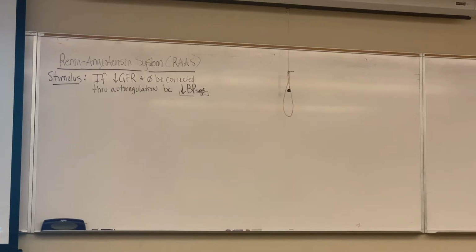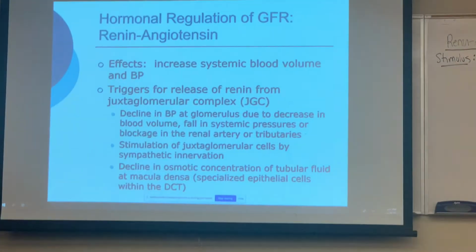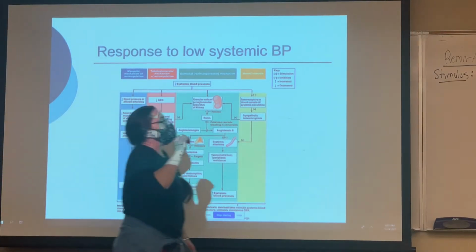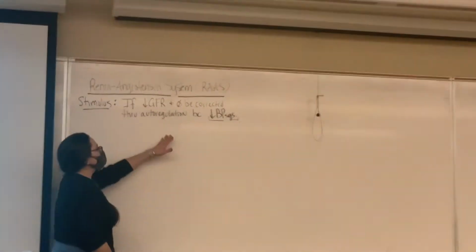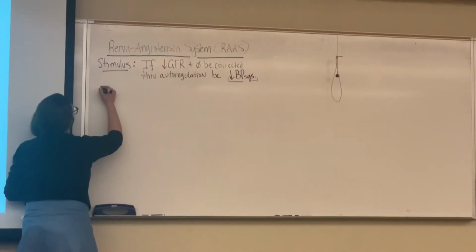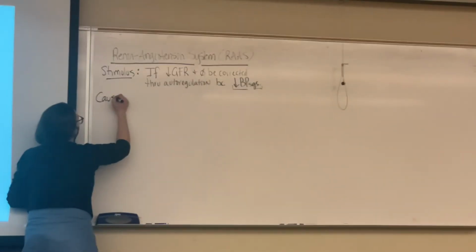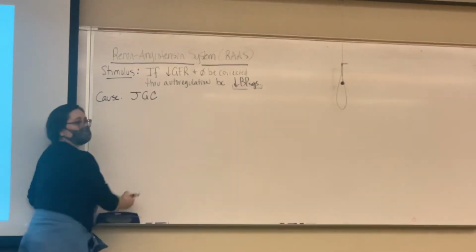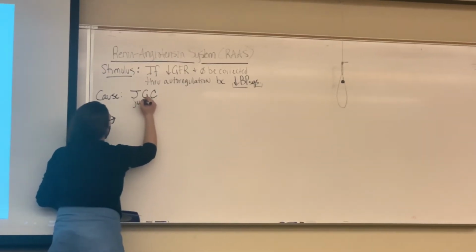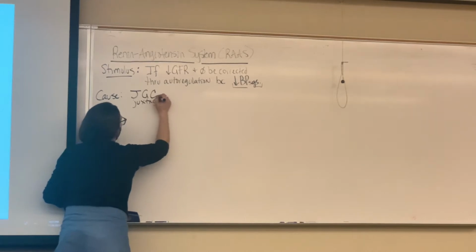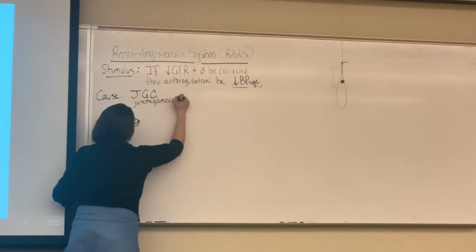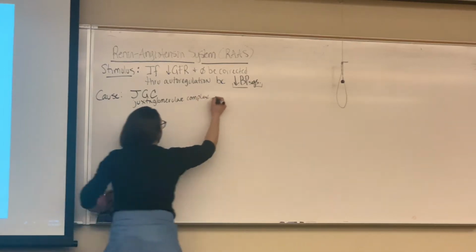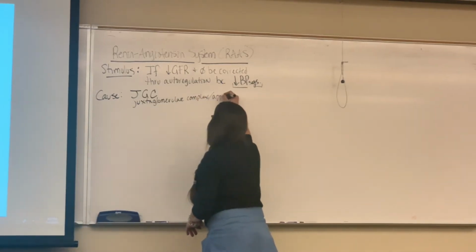So a few other things here. Now, where are we gonna start with all this? Okay. What's gonna start this is, this stimulus here is gonna cause the juxtaglomerular complex. Okay? Juxtaglomerular complex. Sometimes instead of a C, you'll see an A, and that would be apparatus.